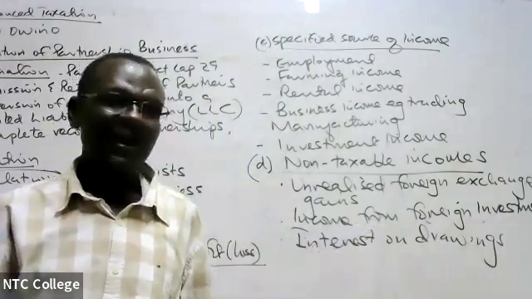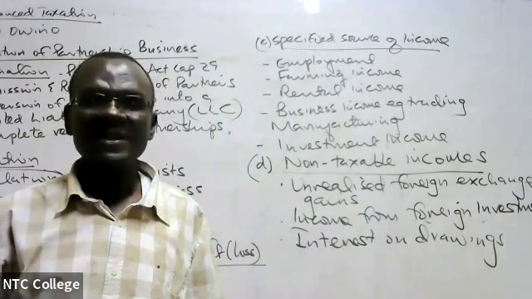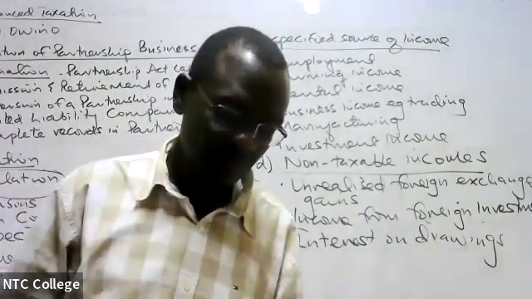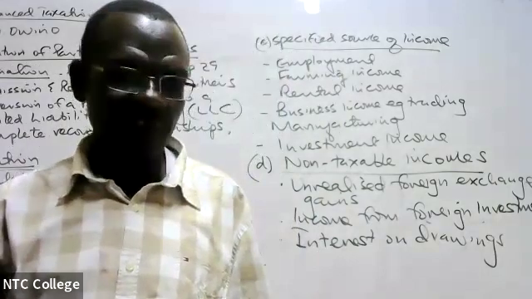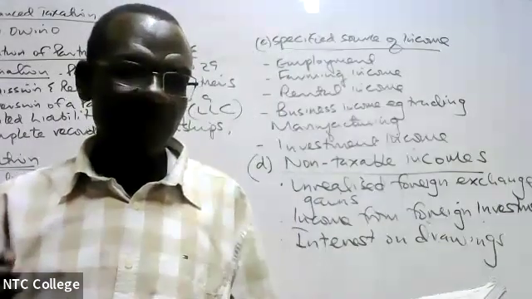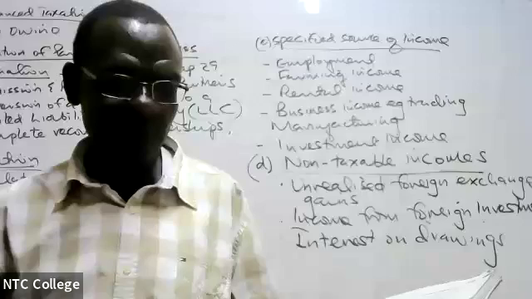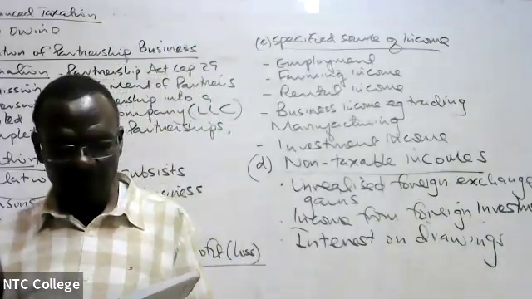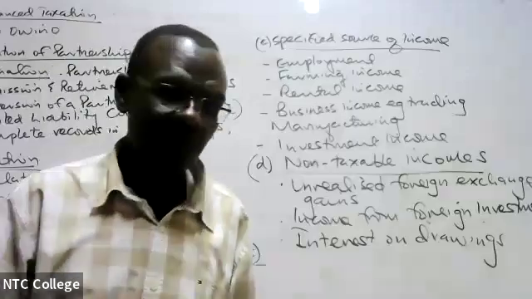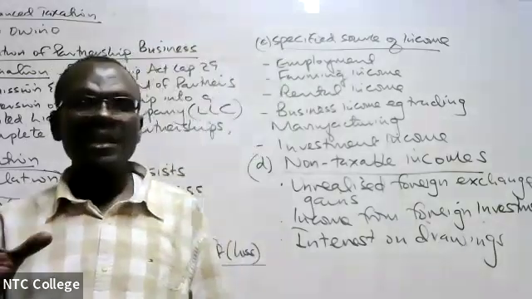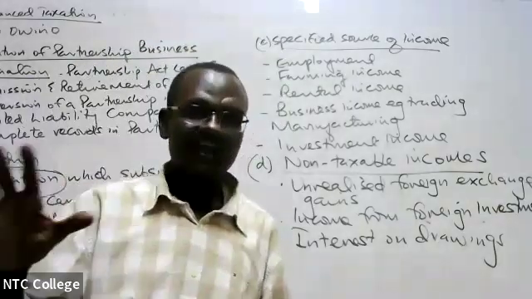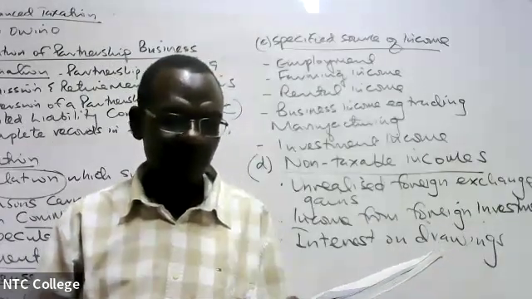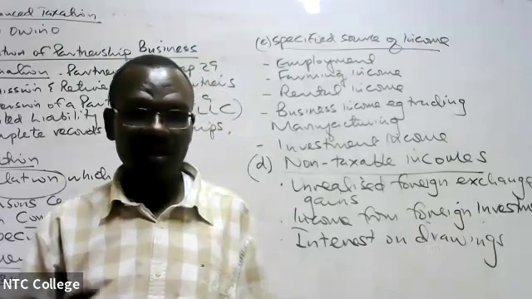Then you go to B. Let's put specified sources of income. Then you say the reported profit for accounting purposes may include income from various sources.